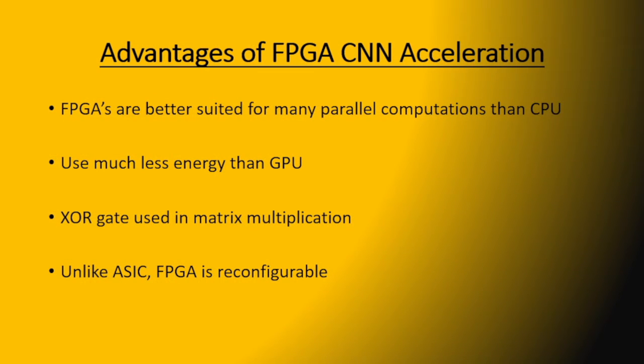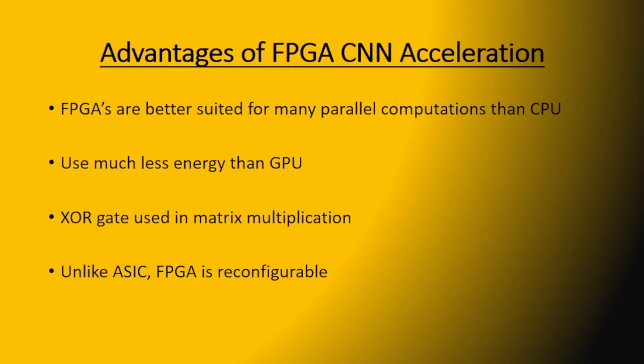This project is a demonstration of the implementation of a convolutional neural network hardware accelerator using an FPGA. This research topic is gaining attention because of the advantages that using an FPGA provides. So the CNN can be implemented on various different types of hardware, including CPUs, GPUs, application-specific integrated circuits, or ASICs, and FPGAs, field programmable gate arrays.